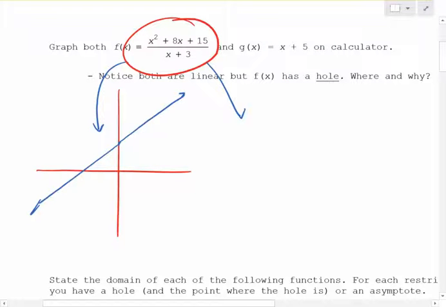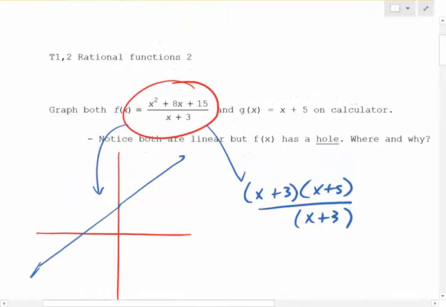Can someone factor the top for me other than Danny? Or Danny's just going to say it out loud. X plus 3 times x plus 5 all over x plus 3. Now, before we factor this, if you just looked at that function, could someone tell me what the domain of the circled red function is? All real numbers except what? Negative 3.